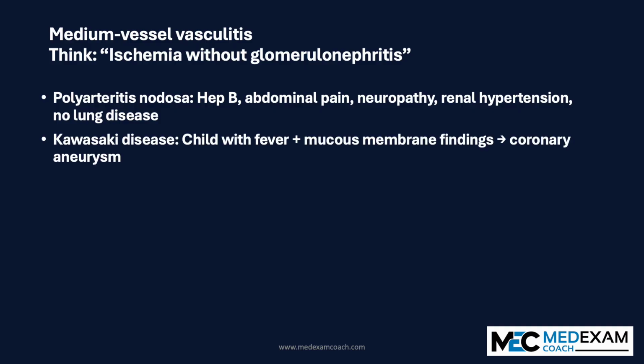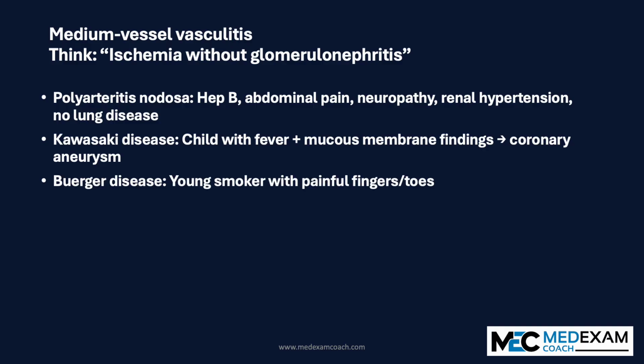Kawasaki's disease is one of two important vasculitides to know that occur in children. The other one is IgA vasculitis, which we'll talk about in a second. But you have a child with fever and mucous membrane involvement, maybe 5 days of high fever, and strawberry tongue, and the complication of that is coronary aneurysm. To prevent that, give aspirin and IVIG.